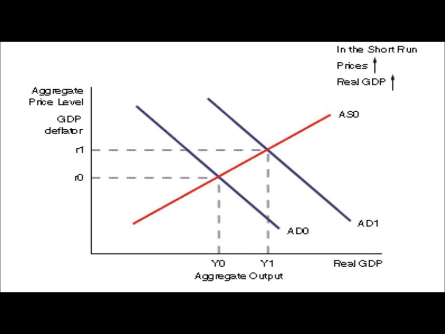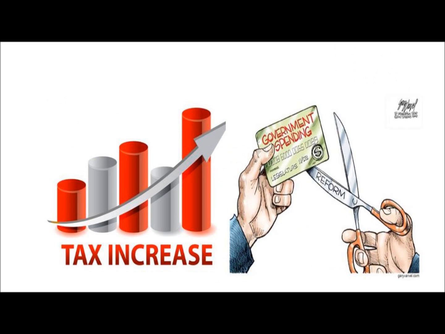This means real GDP is up, unemployment is down, but inflation is also up, which if left unchecked could lead to hyperinflation. This would be fixed with a contractionary monetary policy. Some examples of this would be a tax increase or cutting government spending.